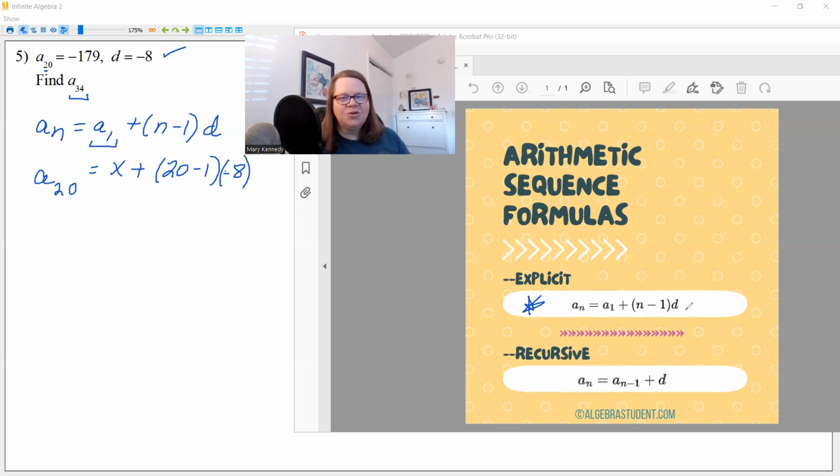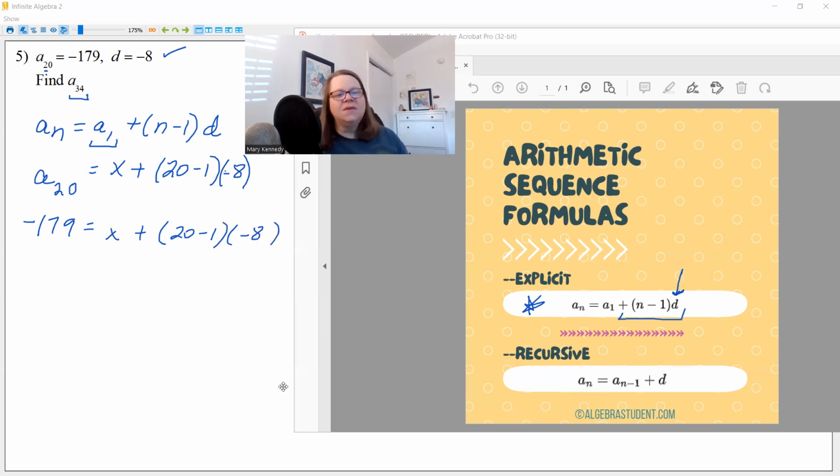I think that this can be tricky right here because remember, you can see here that it's times, but when you write it, sometimes it looks like it was minus 8, but it's not minus 8, it's times negative 8. Now there's something else that we do know. We know that the 20th term is negative 179. So I can replace a sub 20 with what it equals. It actually equals negative 179. 20 minus 1. I'm just copying the rest down.